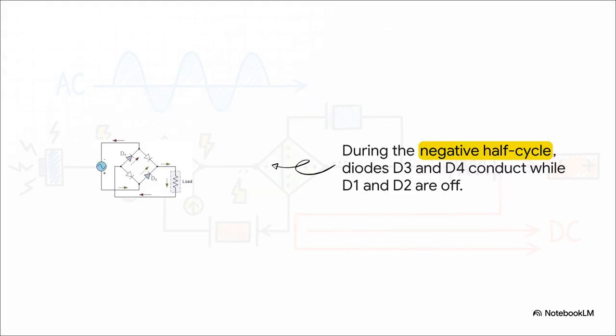Now this is where the magic happens. When that current reverses, the other pair of diodes, D3 and D4, spring into action. They open up, while D1 and D2 now block the flow. But look closely at the path. The circuit is designed to redirect that flow so it goes through the load in the exact same direction as it did before. It's so clever.